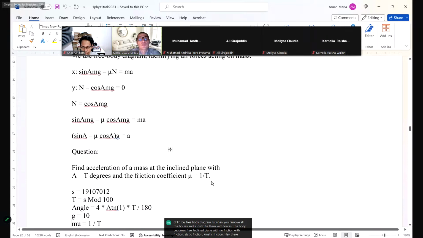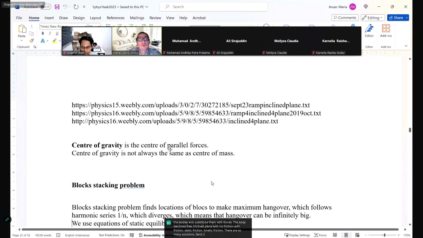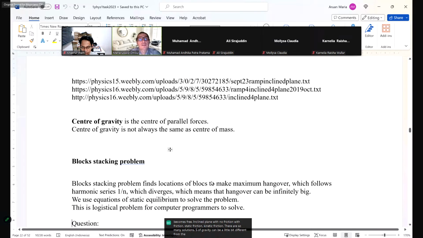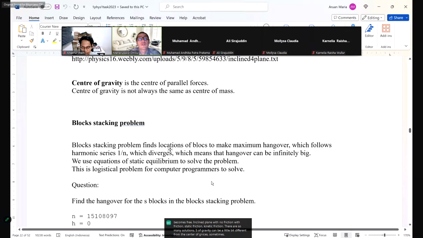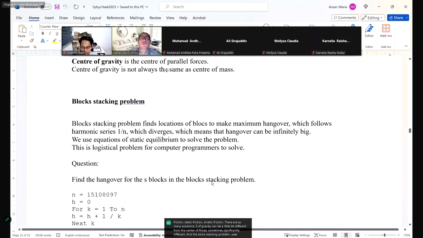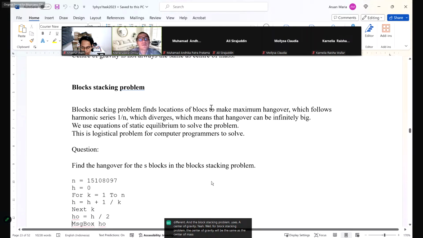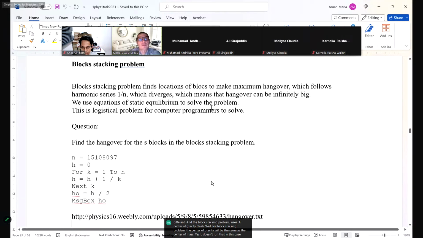Okay, there are so many solutions. Center of gravity can be a little bit different from the center of mass, sometimes significantly different. And the block stacking problem uses a center of gravity. Well, for the block stacking problem, the center of gravity will be the same as the center of mass. It doesn't really matter in this case, but sometimes it matters.